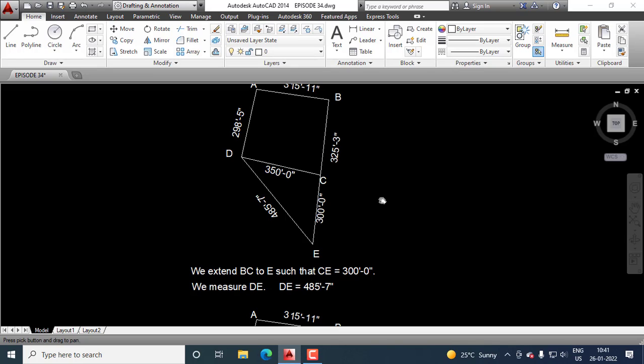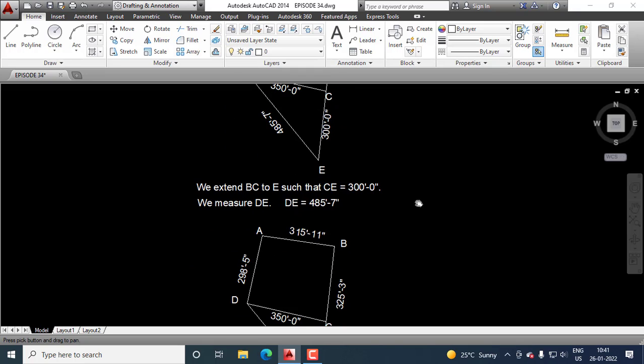We extend BC to E. This is BC and we extend this line to E such that CE is 300 feet. We measure DE. DE is 485 feet 7 inches.